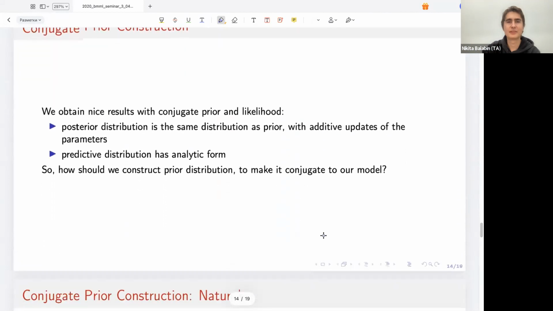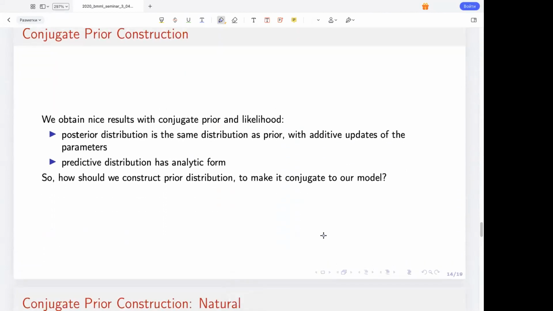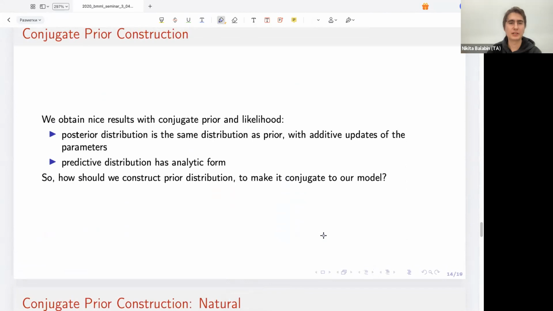Okay. So what do we have? We have first that the posterior distribution has the same form as the prior. That's called conjugate distributions. And we see that with conjugate distributions, we have a predictive distribution with explicit calculation. Okay, so how should we construct our prior to achieve such good properties?